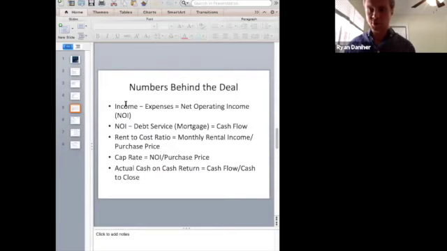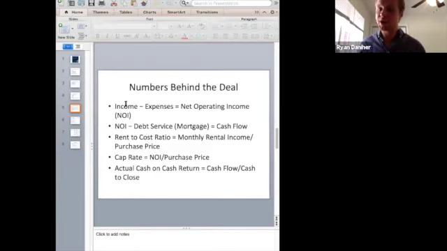The rent to cost ratio can be used as a weeding out mechanism. So if it's not above 1%, I'm not going to look at it. If it's over 1%, then I'll take a look at it. And sometimes, if it's a super expensive property, a 0.8 or a 0.9 could make a return, but 1% is what I use as my guideline.